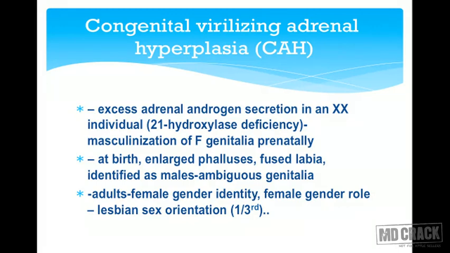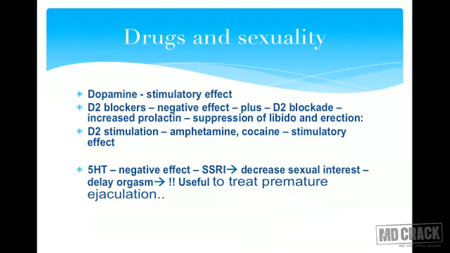So at birth, this patient has an enlarged phallus and fused labia, and the newborn will probably be identified as a male with ambiguous genitalia. But it is an XX individual. When this patient is an adult, the patient has a female gender identity and female gender role, and about 1/3 of the patients are likely to have a lesbian sexual orientation. So that's about congenital virilizing adrenal hyperplasia.